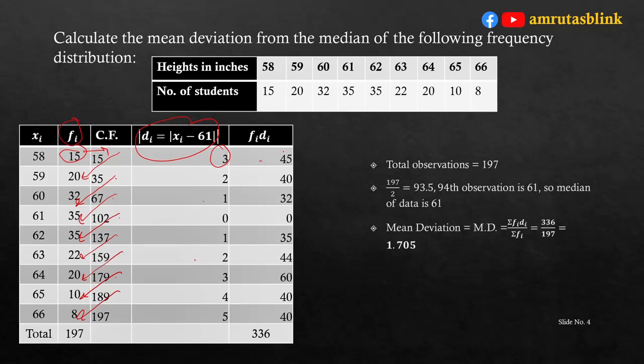Now, coming back to our formula, mean deviation is equal to summation Fi di upon summation Fi. So, 336 divided by 197 is equal to 1.705. This is the final answer of the question, that is mean deviation for the above data about the median is equal to 1.705.